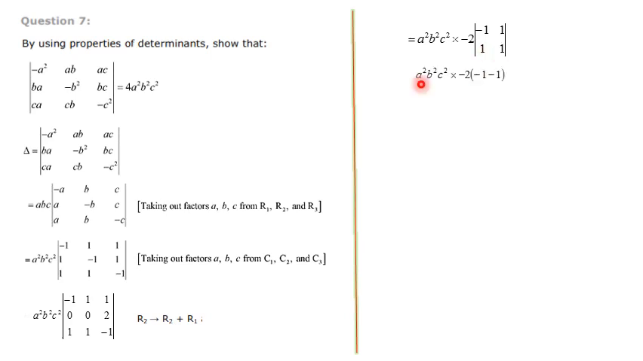Then go for the calculation, that is a square b square c square into minus 2 into here 1 into minus 1, that is minus 1, 1 into minus 1 again minus 1. So minus 2 into minus 2, that is 4 a square b square c square, that is the answer.